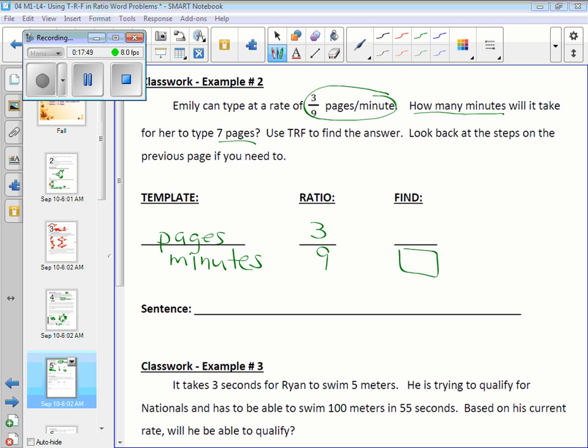How many minutes is my empty box? Minutes is on the bottom because my template establishes everything having to do with minutes has to go on the bottom. And then what do they give us for pages? Still, finish it up. Might as well. 3. No, 3 is given in the given ratio. 7. Yes, 7.